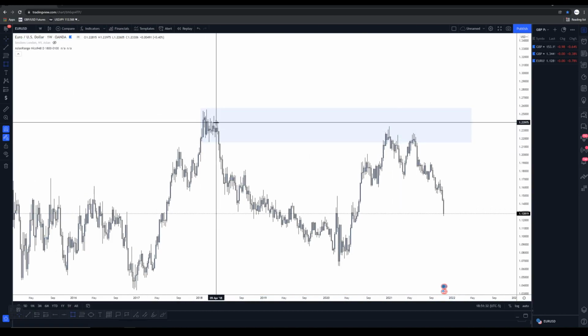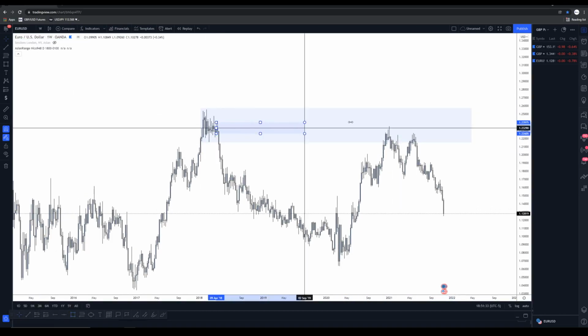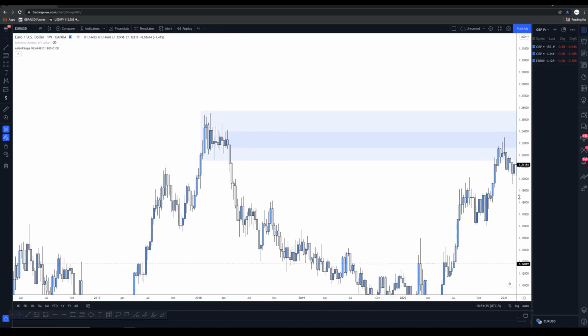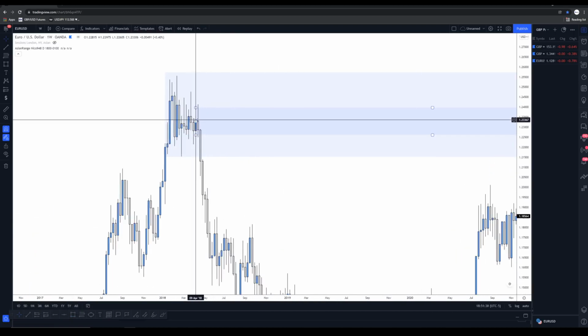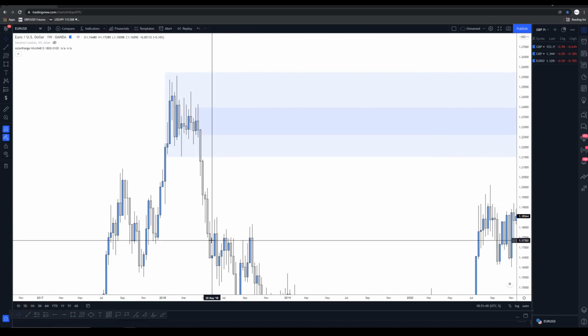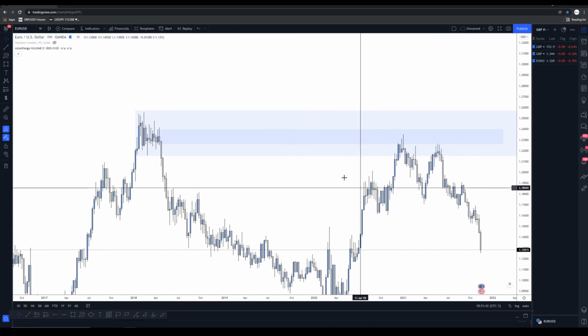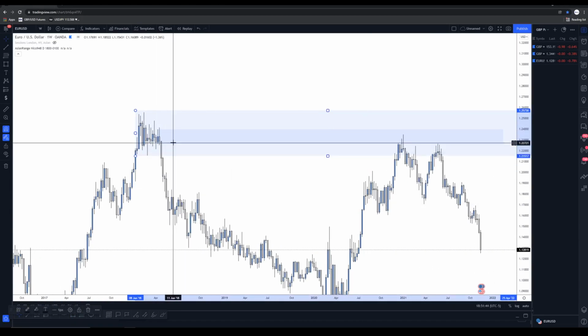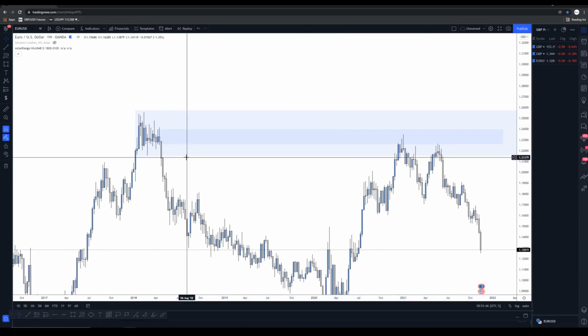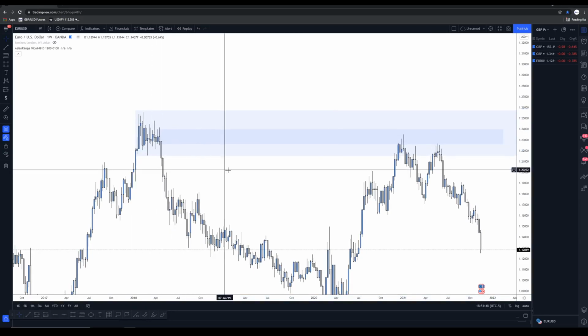Now we need to find our refined supply zone. And the refined supply zone is simply going to be this last bullish up candle before this big down move. Now this is going to be your area where you're going to be looking to find the mitigation, basically the order block that's refined inside of the big supply zone.